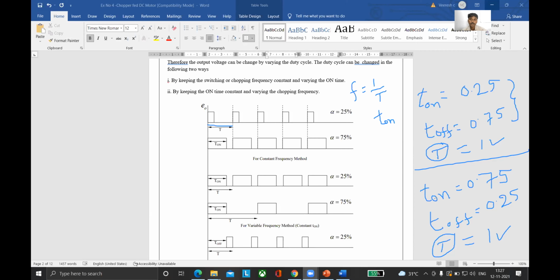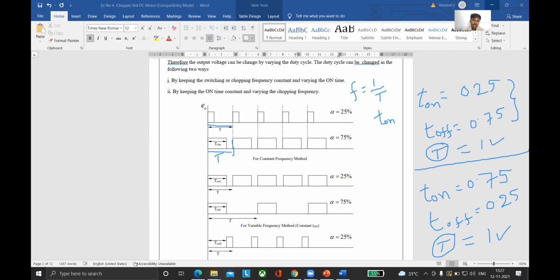No, sir. No. Clear? So total time is constant. We are not changing the total time period, so obviously the frequency is also constant. But here we are varying the on time and off time. Here it is 25%, and here we are increasing the on time to 75%. But the total time period is same. So the frequency is same. So this is one method.